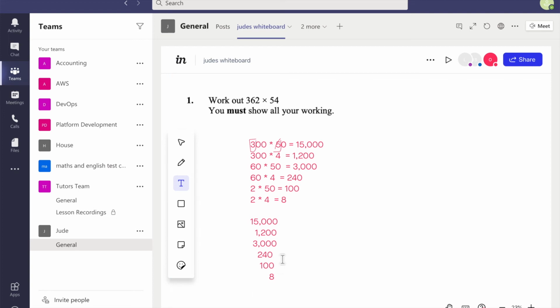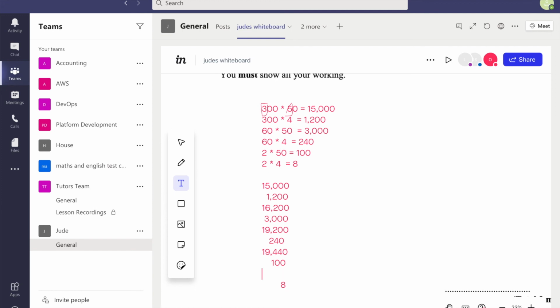So we will start here, 15,000 plus 1,200 is going to give us 16,200. Add on another 3,000, we're going to have 19,000 and still 200. Now we've got 240 to add on, we're going to have 19,440. Add on the 100, 19,540, and finally adding on an 8, we're going to have 19,548. So there's the lesson. Hopefully you now know how to multiply together two big numbers and get the right outcome.